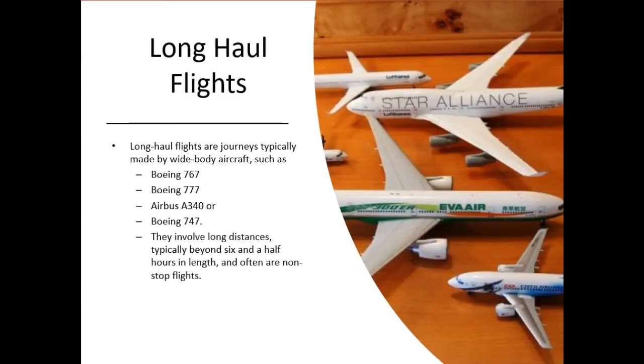Long haul flights are typically made by wide body aircraft such as the Boeing 767, 777, 747 and Airbus 340, which involve long distances. Most of the time it is above 7 hours, and usually they do not stop anywhere. An example can be Kuala Lumpur to Istanbul. The flight time is more than 7 hours.